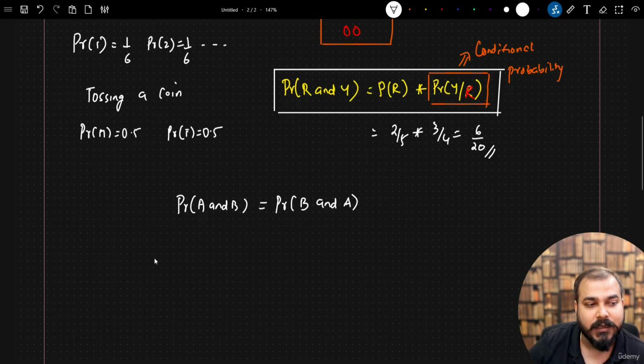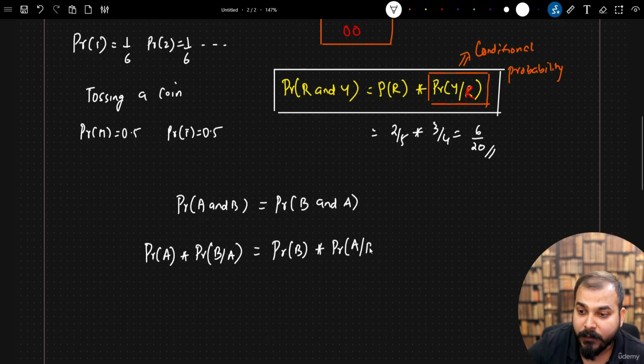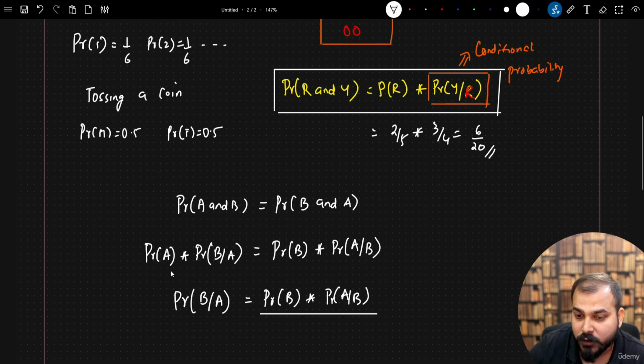Now with respect to this, I'll expand this equation. If I expand it, it will be probability of A multiplied by probability of B given A. Yes, we can expand this equation in this way based on the formula that we have. This will be equal to probability of B multiplied by probability of A given B, right? B event has already occurred. Now finally, I can write this as probability of B given A is equal to probability of B multiplied by probability of A given B, and the probability of A will go to the denominator, right?